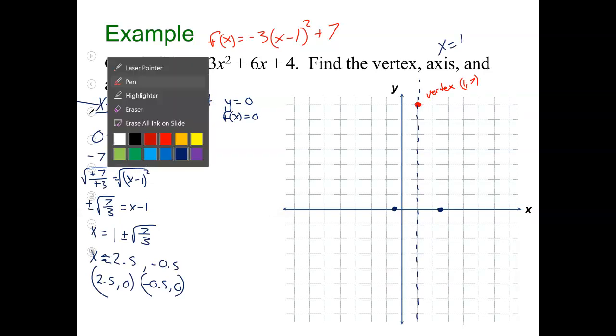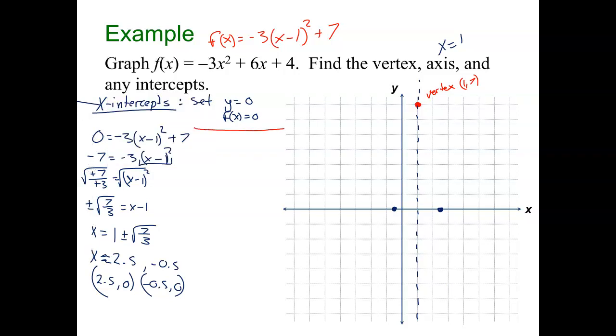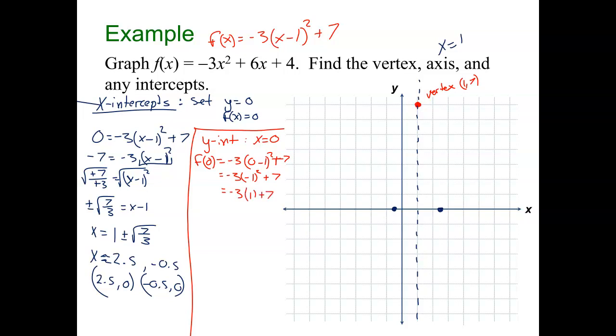All right. Now we need our y-intercept. So if x-intercepts are when y equals 0, y-intercepts are when what? X equals 0. So what do I do with my equation to get my y-intercept? Change x to 0. Solve for f of 0. Negative 3 times (0 minus 1) squared plus 7. What's 0 minus 1? Negative 1. What's negative 1 squared? 1. What's negative 3 times 1? Negative 3. What's negative 3 plus 7?